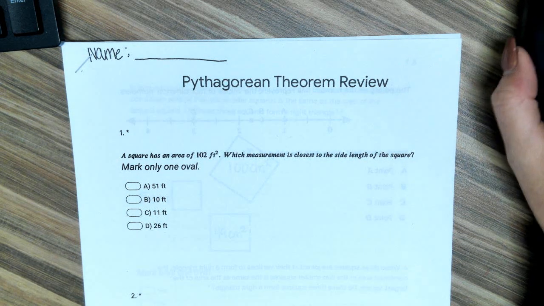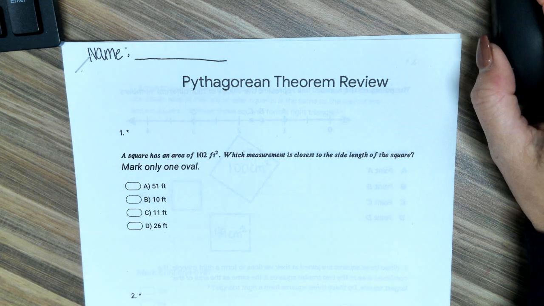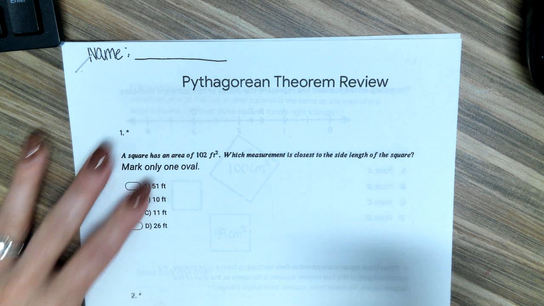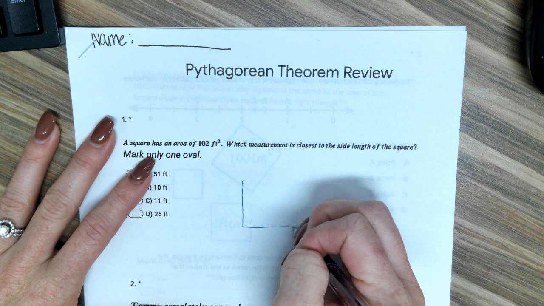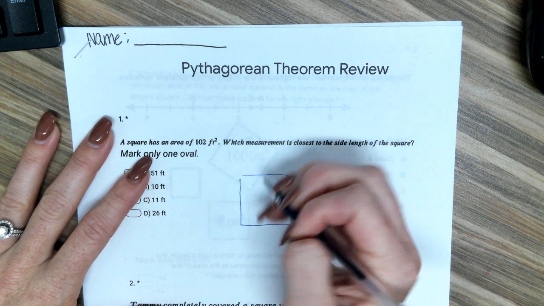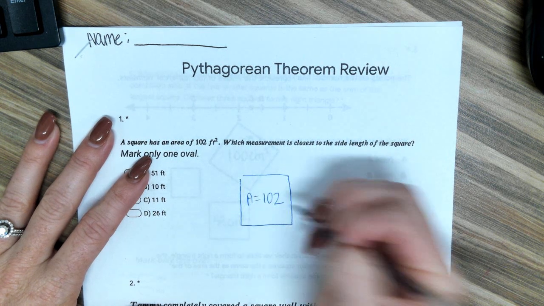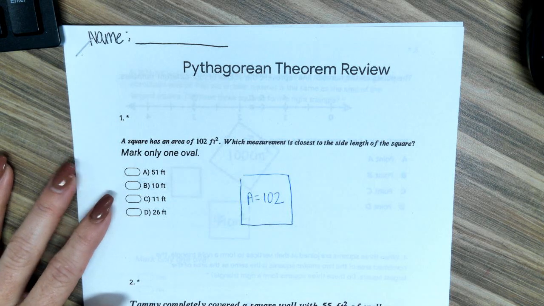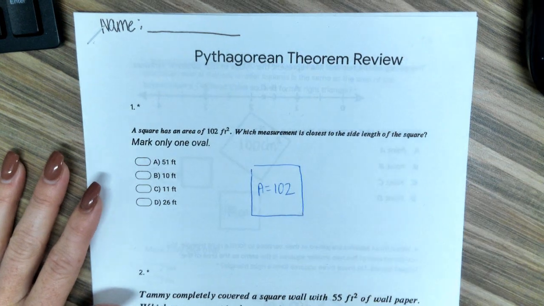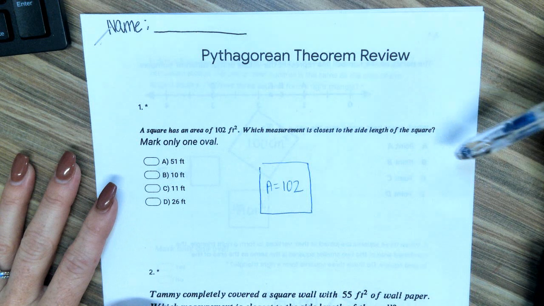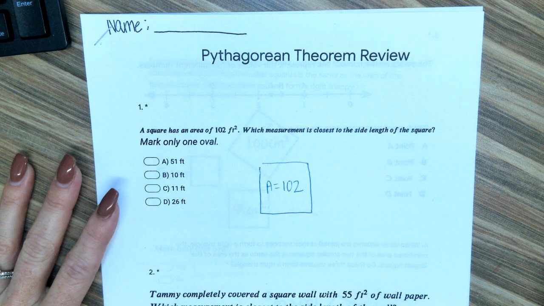All right, number 1 says you have a square. So draw a square if you didn't. And it says the area is 102. If I'm writing, you are writing. Which measurement is closest to the side length?